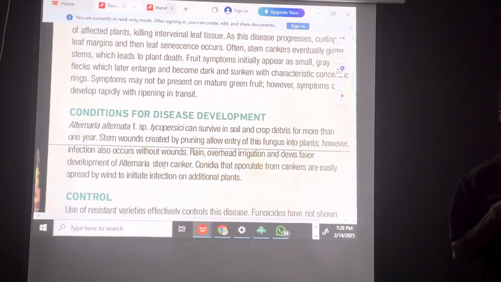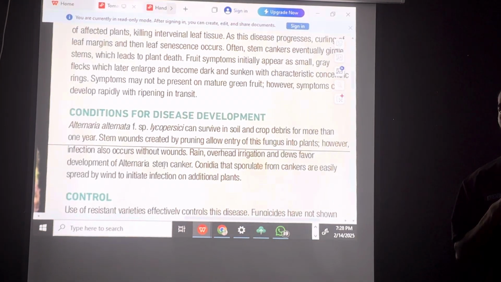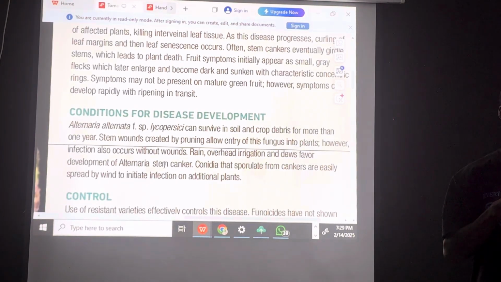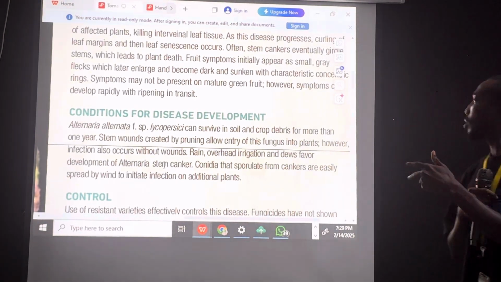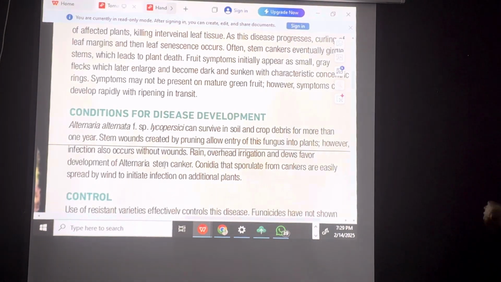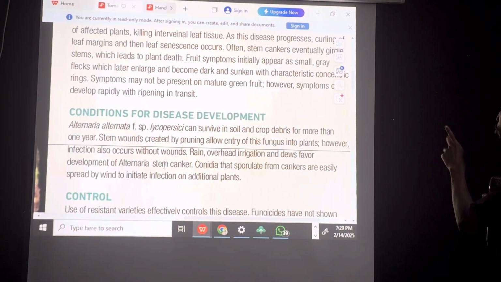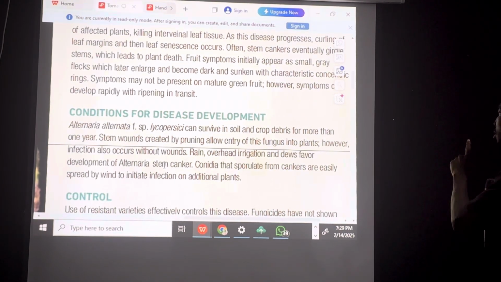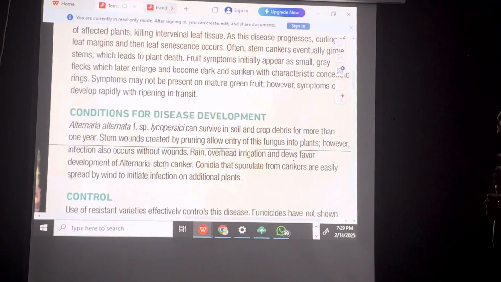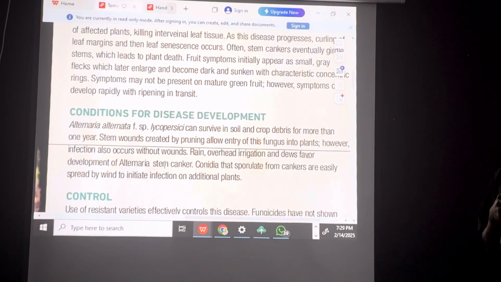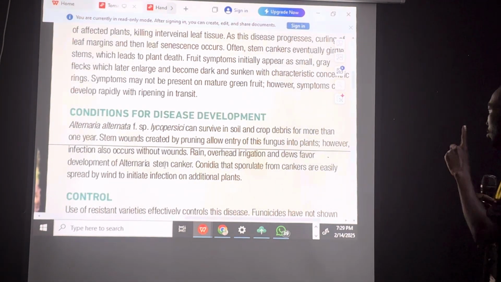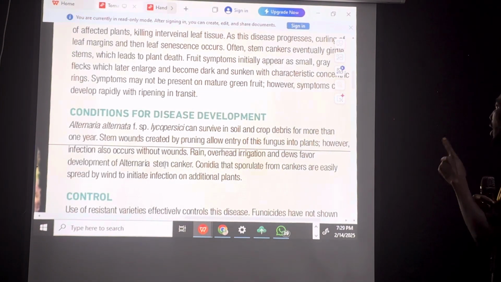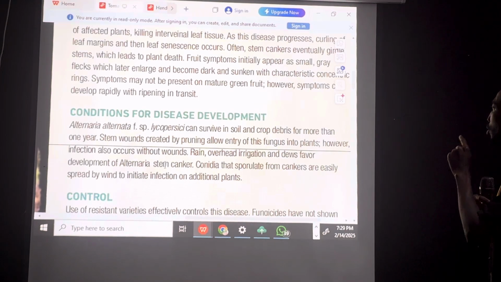If you use the tools that you used in the last cycle again without proper sterilizing, then you can definitely still see this fungal infection in place. Stem wounds made by pruning allow entry of the fungus into the plant. So when you are pruning and you do not sterilize your instruments very well, you are likely to transmit this fungal infection. However, infection can also occur without a wound.